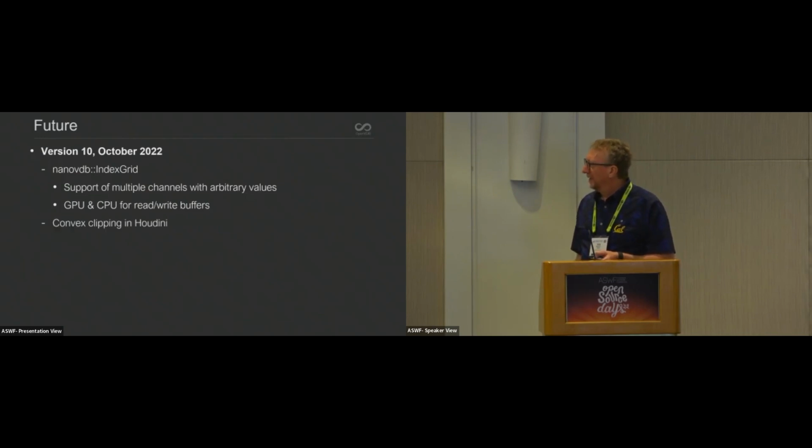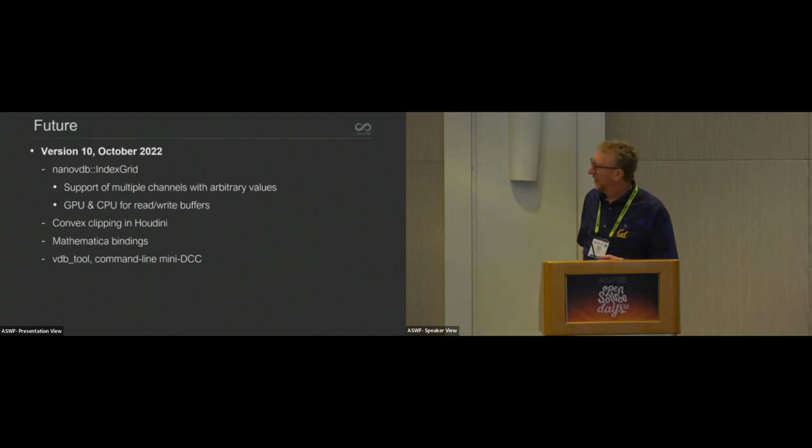Then there is convex clipping, which is what Jeff will be talking about, so I won't steal his thunder. And then we have the Mathematica binding, which is what Greg will be covering. And then there is a command line tool, meant as a sort of mini DCC, and I will give a few examples of why this is a useful tool. And then obviously, a lot of other changes and modifications are also part of this release.